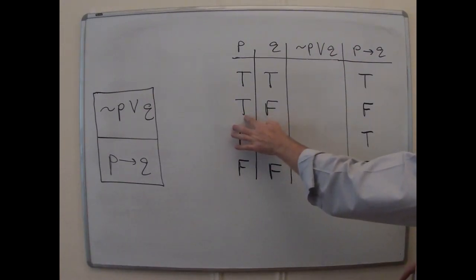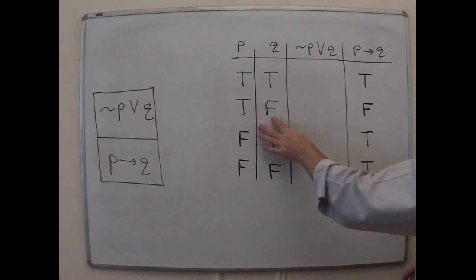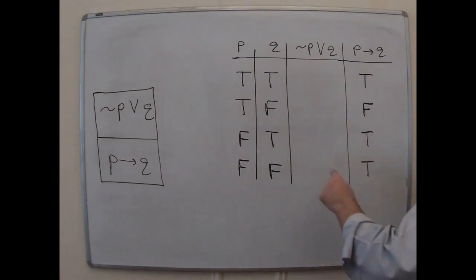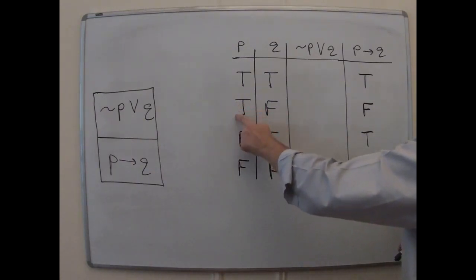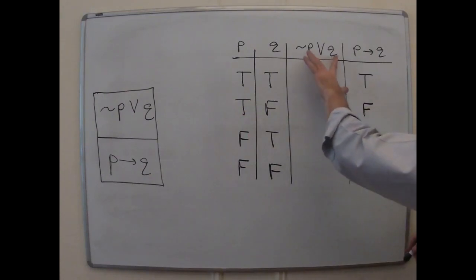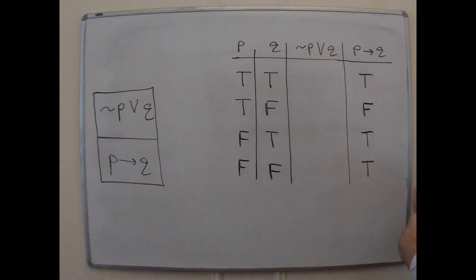Here, P is true, not P is false, Q is false. I just said that wrong, didn't I? So not P and Q are both false, which is where the OR will be false. And it's true in all the other spots.